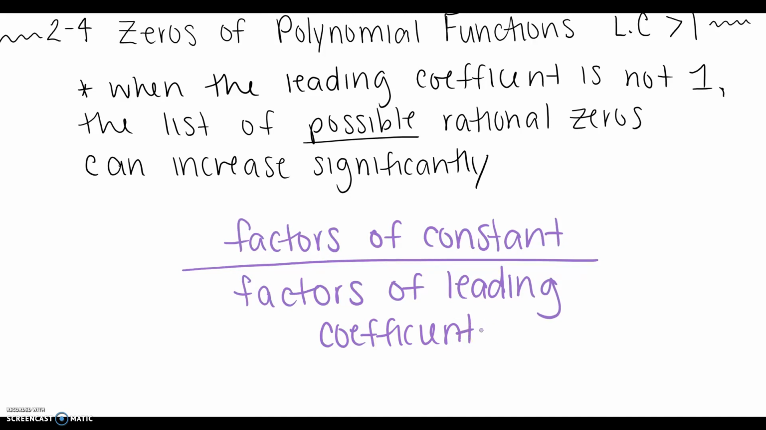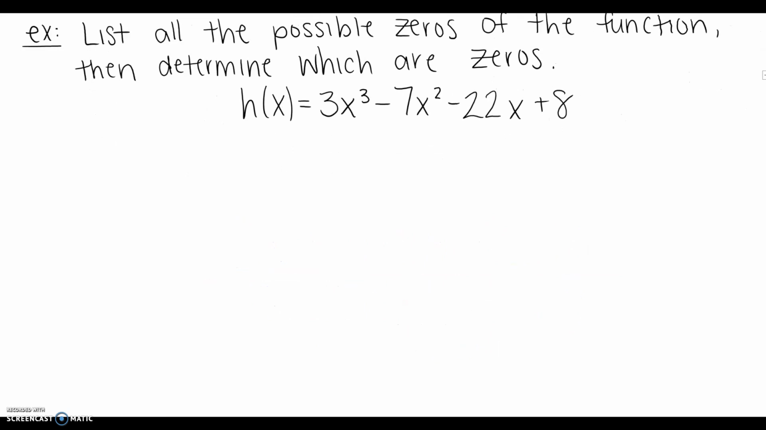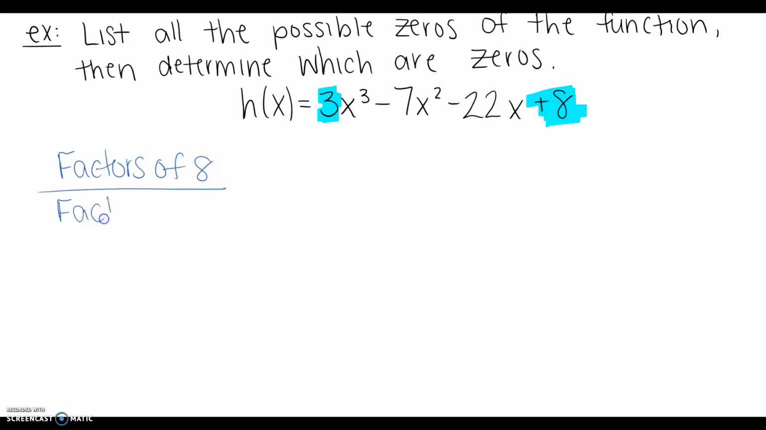So we're going to learn via example. We're going to list all the possible zeros of the function, then determine which are zeros. So if we look at our equation, our constant is 8 and our leading coefficient is 3. So the first thing we need to do is find factors of 8 and divide that by factors of 3. So remember, your factors can be positive or negative.